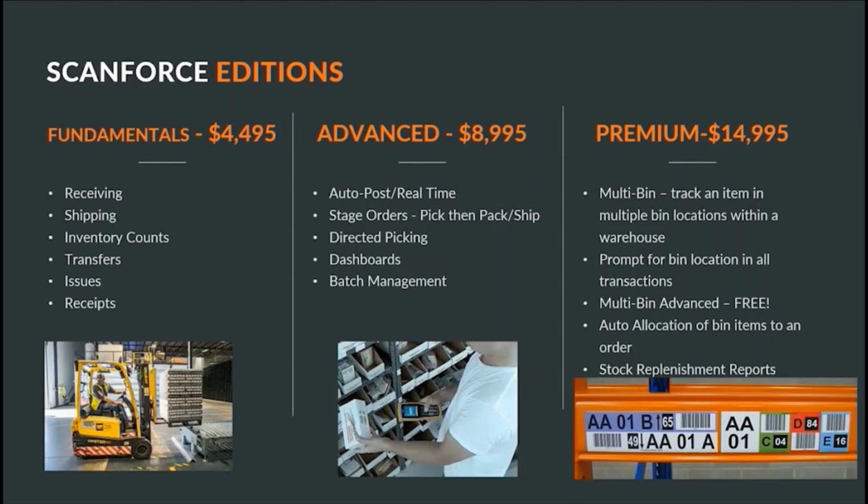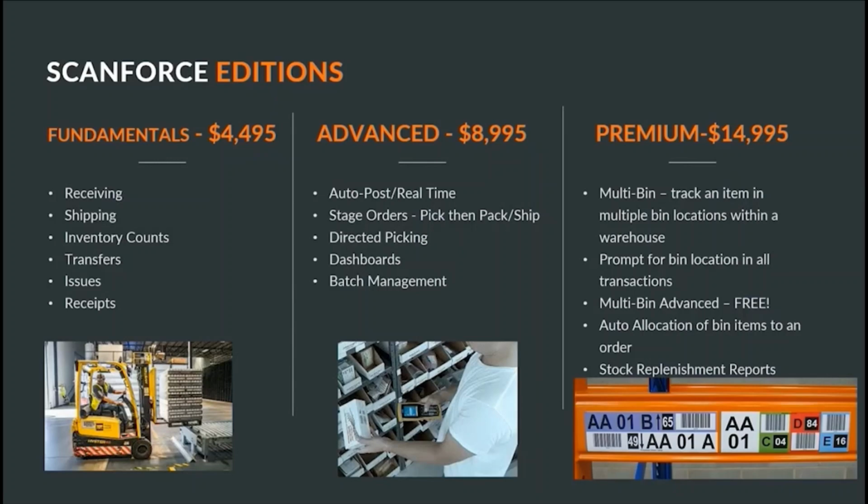It's actually a free download from Sage, and this is something that the Matrix folks can do for you. So we can bolt that multi-bin basic, the free version, onto fundamentals. So now for a very easy price to get into barcode scanning, you can have everything you need to run your warehouse and multi-bin included as well, without going to the expense of advanced or the premium packages. The bottom line is flexibility.